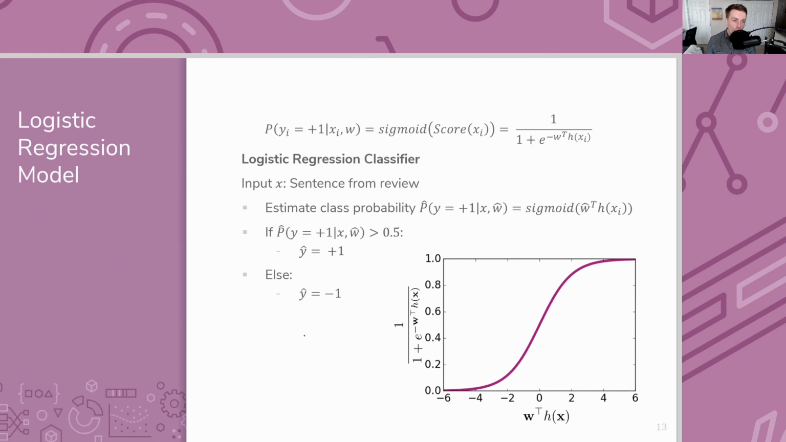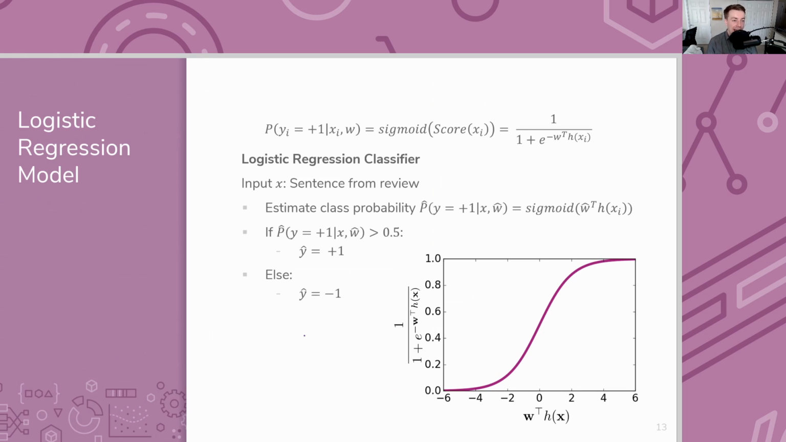And this score, or this way of transforming the score, is very important. It's called a sigmoid function, or the logistic function. And this is what defines what we call the logistic regression model. So the logistic regression model is modeling the probabilities of things happening. So we're saying, what's the probability of this review being positive sentiment, given this review?